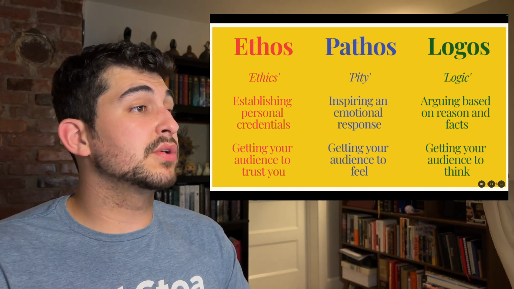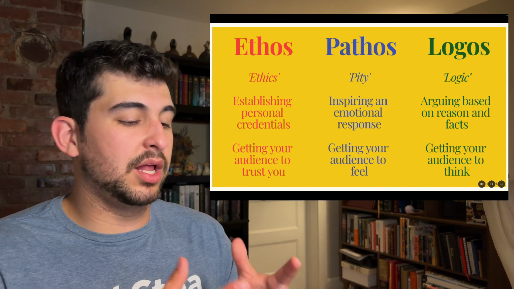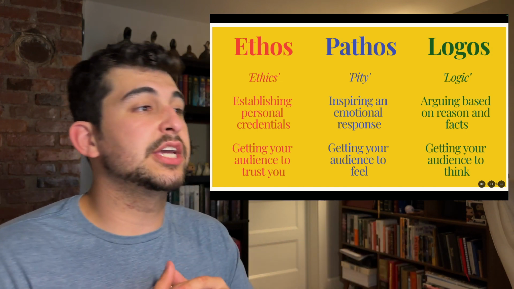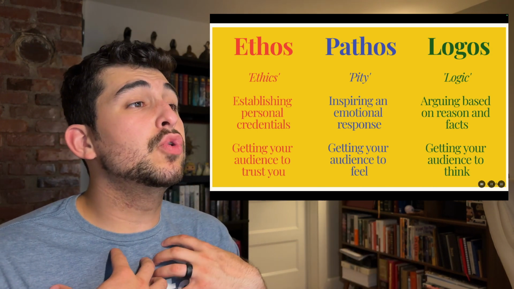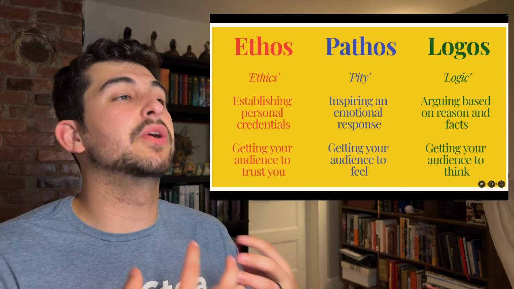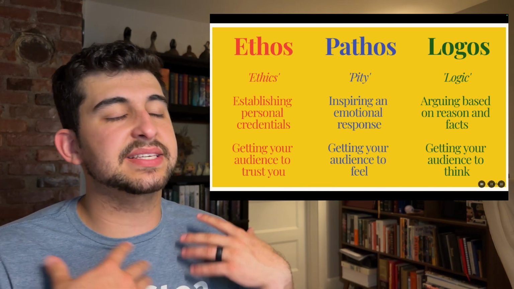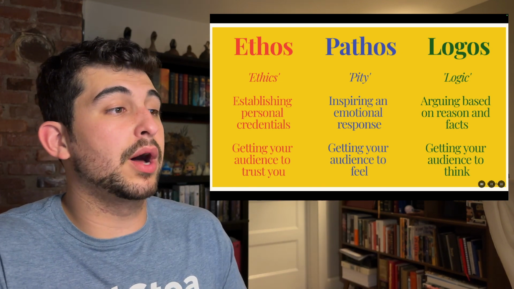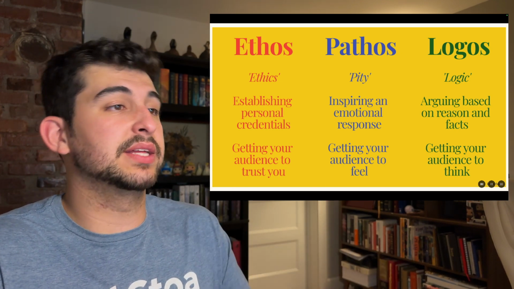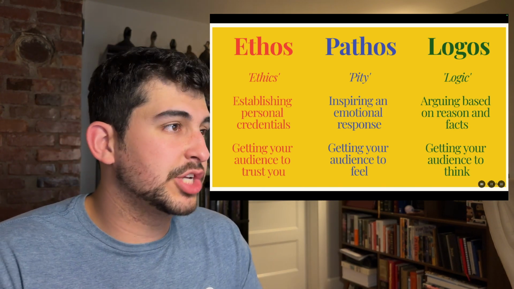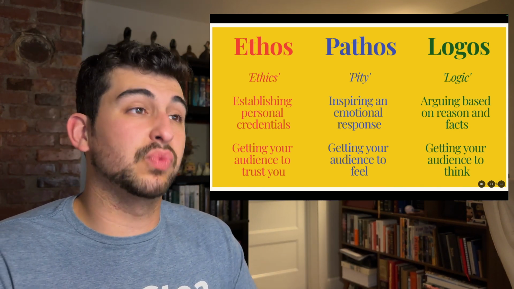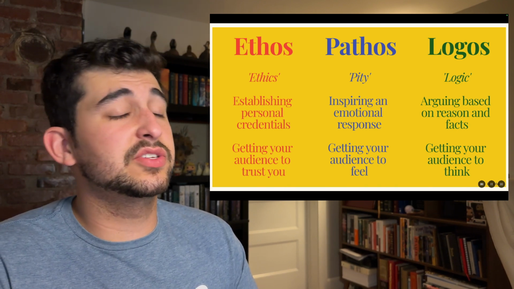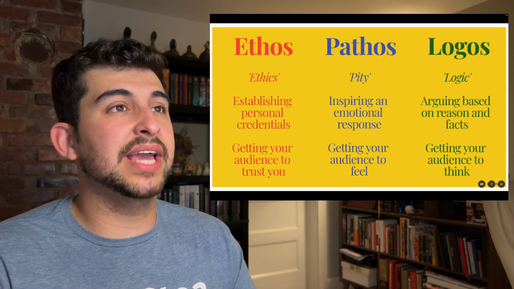You have pathos, which is the idea of, now a lot of times it's the idea of pity, and it's more of a sad connotation, but in reality, you are getting them to feel something, and to feel something that is advantageous to you. You're inspiring some sort of emotional response. You're getting the audience to feel. And of course, logos, logic, the arguing based on reason and facts. You have to know what you're talking about, and you've got to connect it too. And you're also trying to get your judge to think.